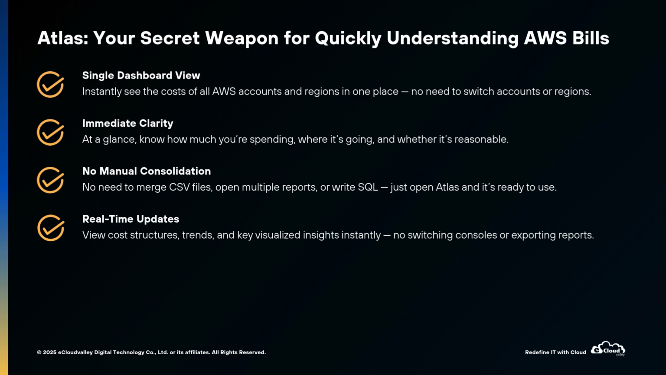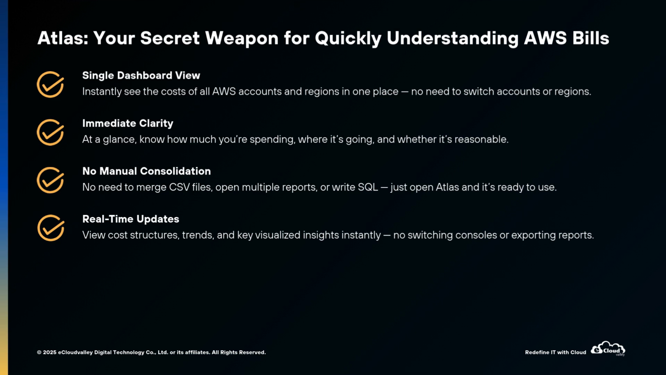AWS's native billing tools, such as Cost Explorer, have limited functionality, and the billing console provides information that's too fragmented. It's also difficult to consolidate data across multiple accounts and regions. That's exactly why we built the Atlas platform. The goal of Atlas is simple: to let you instantly see how much you're spending in the cloud, where the money is going, and whether it's being spent wisely.